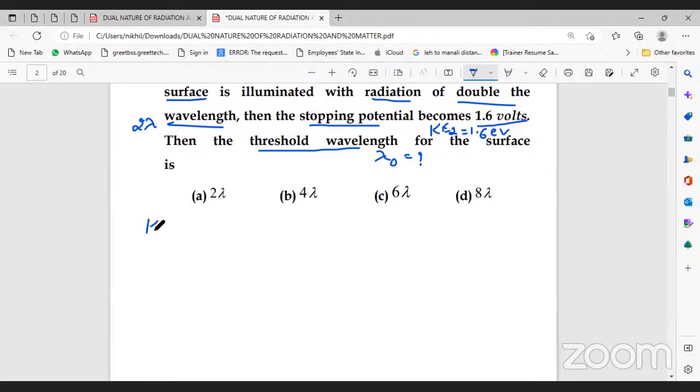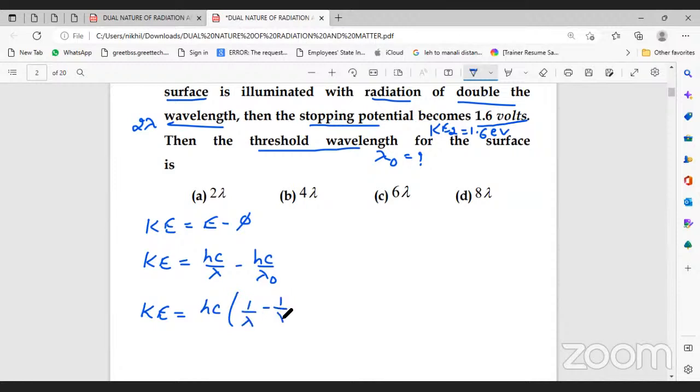Can you write the two expressions? You know that the kinetic energy is given by the total energy minus the work function. So kinetic energy equals hc by lambda minus hc by lambda naught. You can take hc common: hc times 1 by lambda minus 1 by lambda naught. So this is the basic equation. Now we are discussing two cases, so I will write kinetic energy 1 divided by kinetic energy 2.